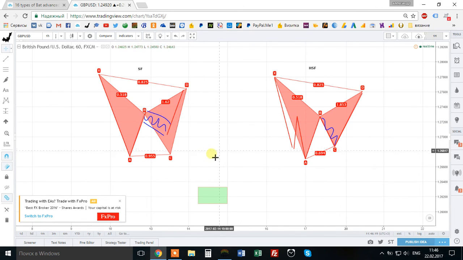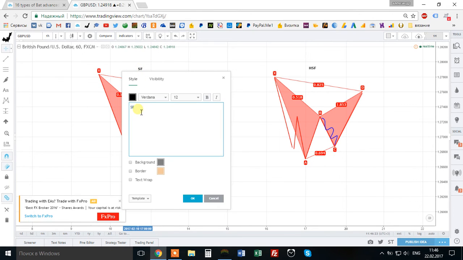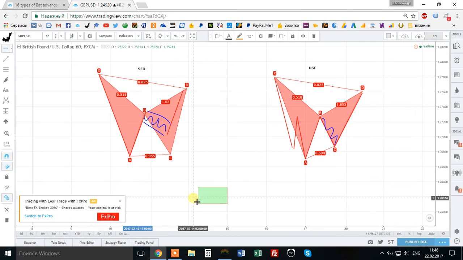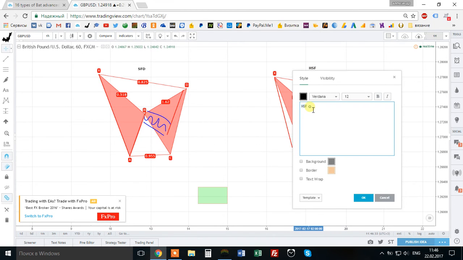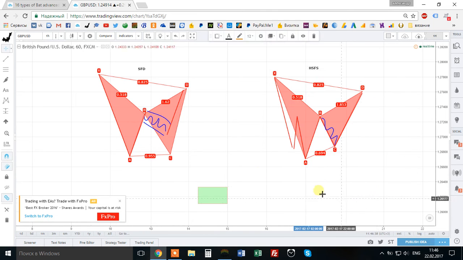Okay, hope you understand this. What double bottom means. Here we have a double bottom. Let's have it: SFD, double bottom. And here we have a single bottom. We don't have a double bottom. HSFS. Hope you understand that. If not, well, it happens.